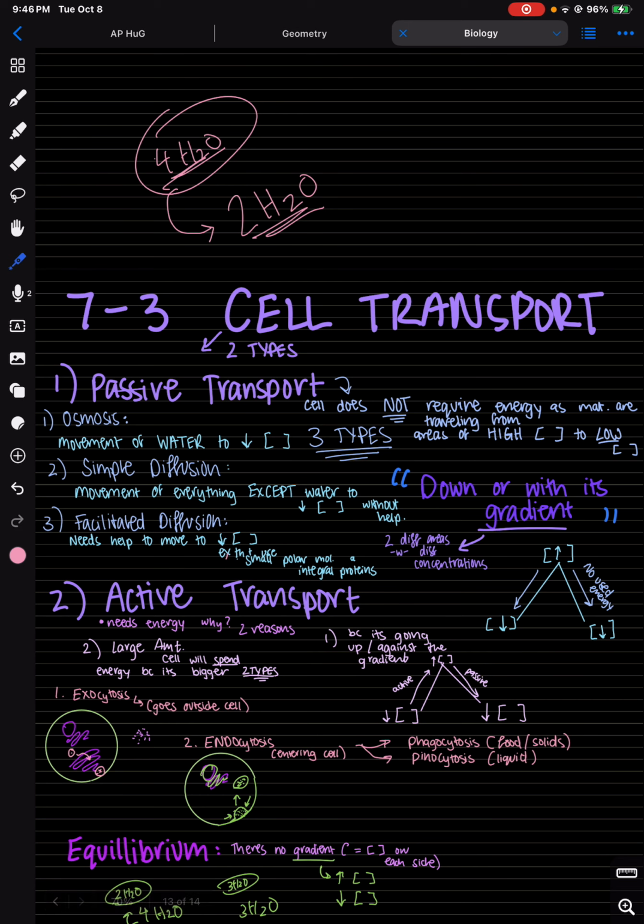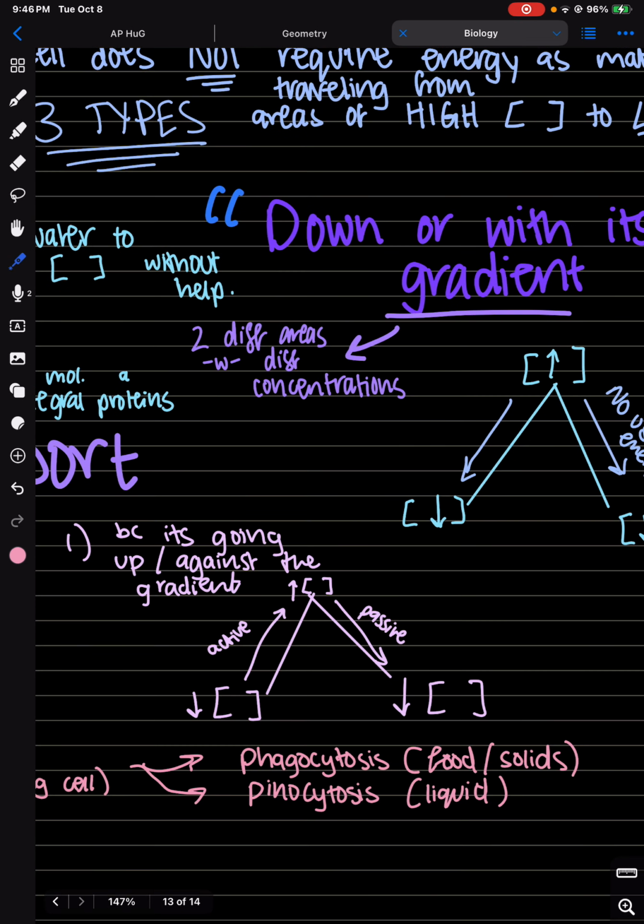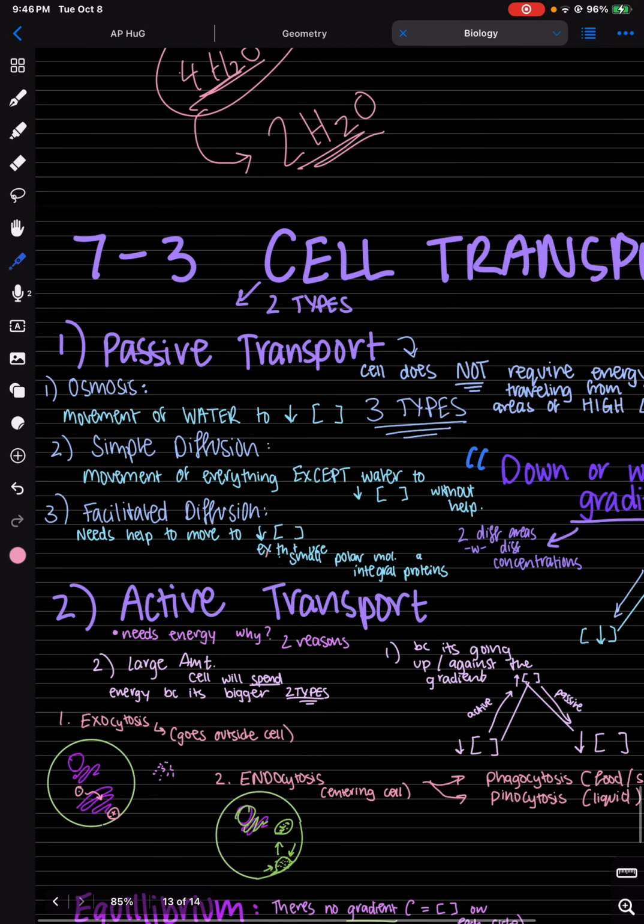The second type is active transport. Active transport is transport that needs additional energy. There are 2 reasons why this needs energy. Number 1, because it is going up or against its gradient. For example, we have an area of low concentration and we're going to an area of high concentration. This is active transport because you are going against the gradient, since it always goes from high to low. So when you're going from low to high, you need to add energy to let it go from low to high.